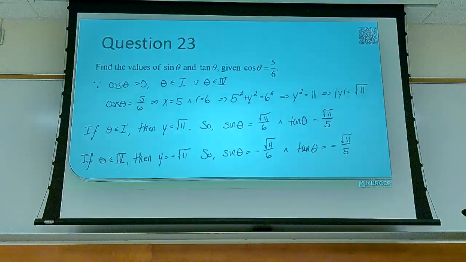And why don't we have to do quadrant 2 and 3? Where's cosine positive? What quadrants is cosine positive in? First quadrant, fourth quadrant. That's why we like to consider 1 and 4, because they told us that cosine is positive, right? Cosine is 5/6, that's positive. So we only could be in 1 or 4. We can't be in 2 and 3.